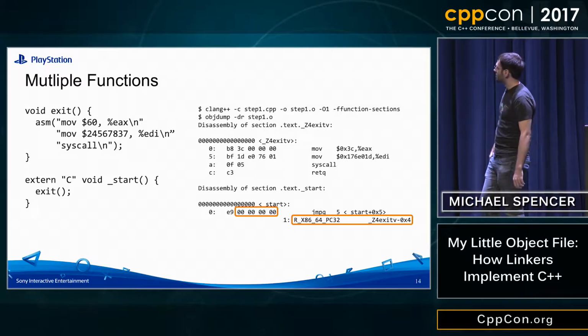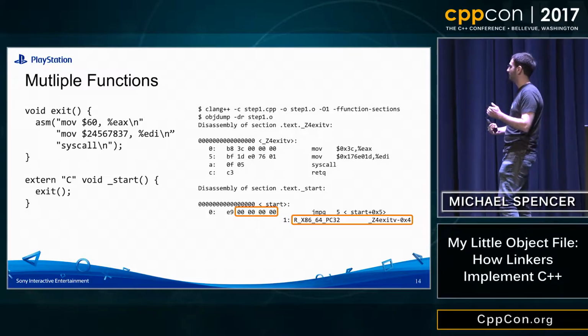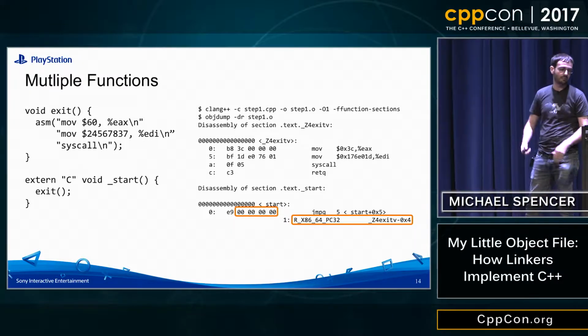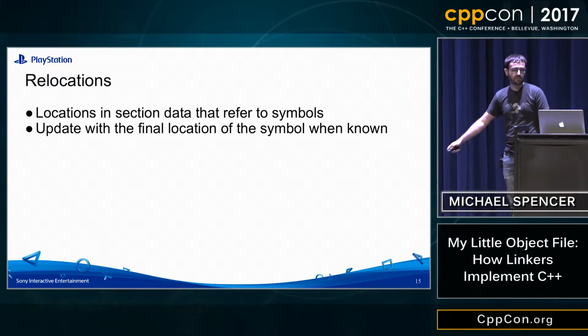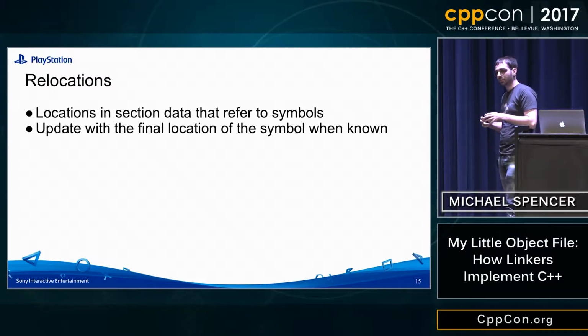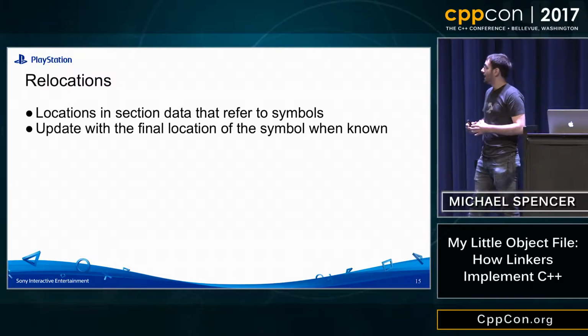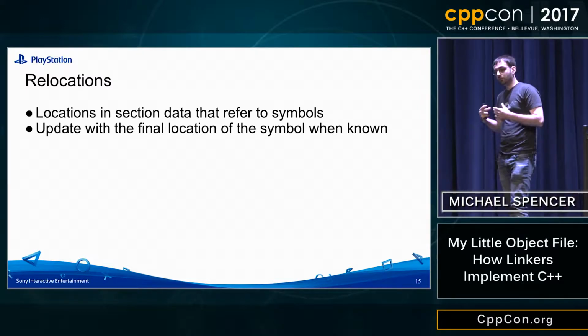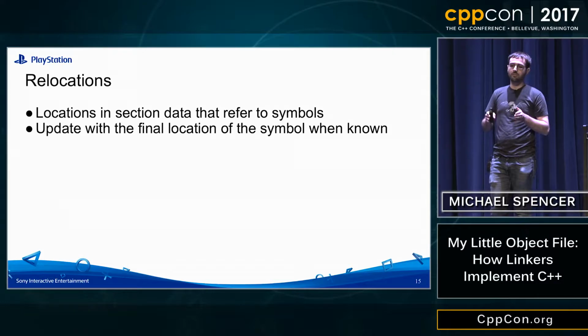-4 is just because of the way x86 addressing works, is that the address in there is actually the address of the next instruction, so you need to subtract the 4 off. So it's a relocation. Relocation is locations in section data that are going to refer to symbols. And there are notes that the linker leaves that says, hey, you need to go and update this once you know the final address of everything.